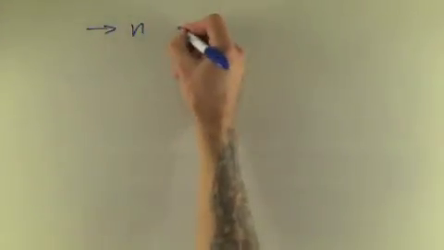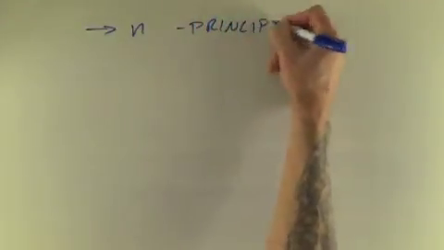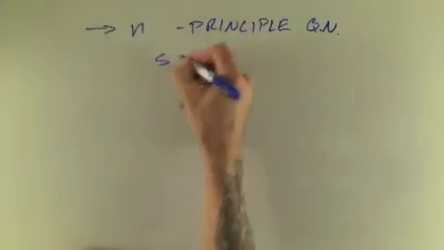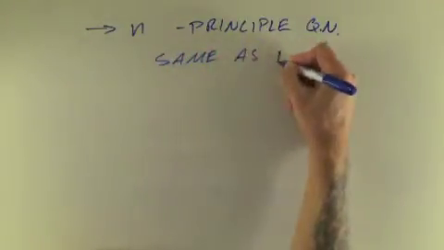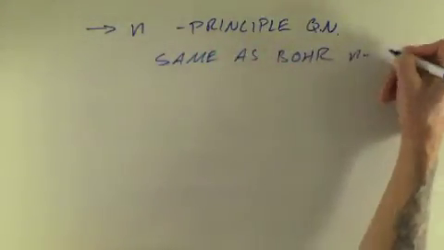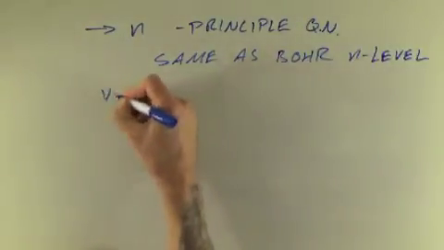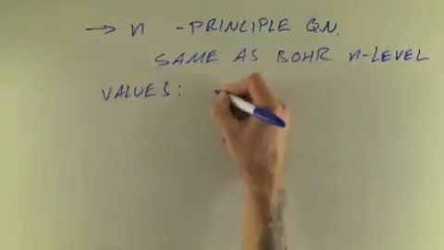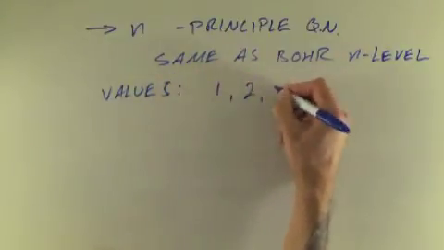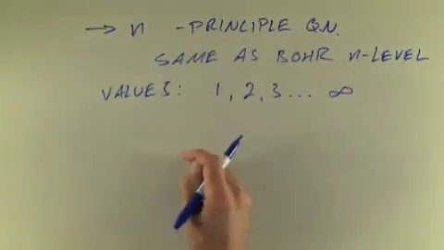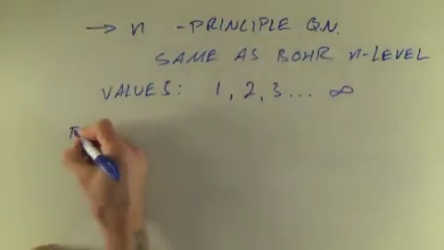This leads us to the n quantum number, called the principal quantum number, Qn for quantum number. This is the same as the Bohr energy level. This is the same n that Bohr used in his model. Now its values are 1, 2, 3 up to infinity, the same as Bohr's. At least that's consistent with his picture.